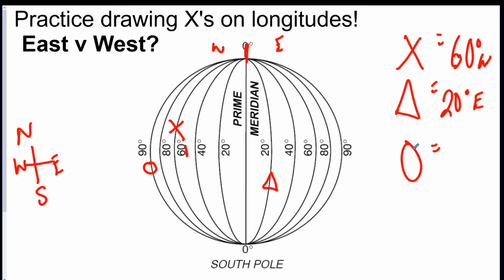All right, go to the prime meridian. Is it east or west? It's west. How many degrees west? 90 degrees west. All right, so that's longitude.